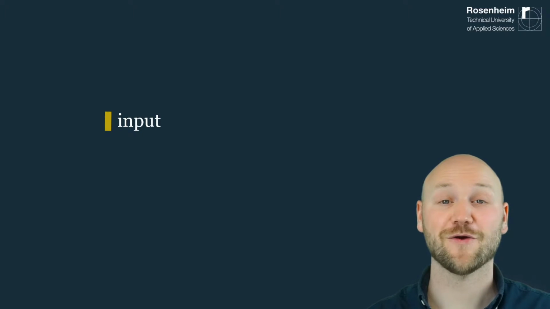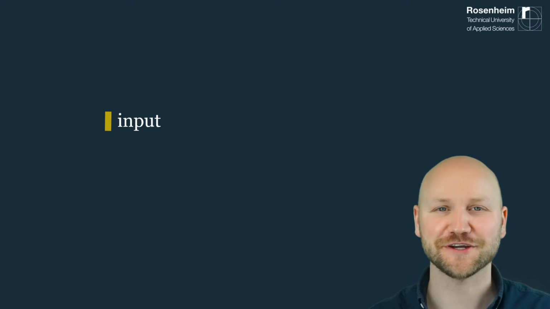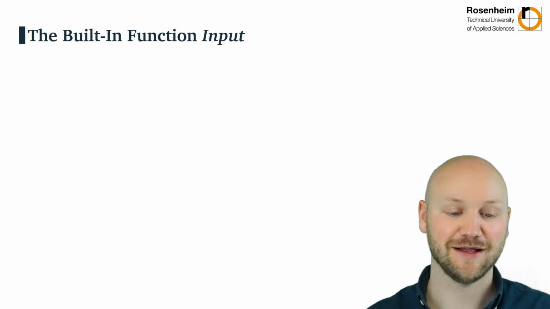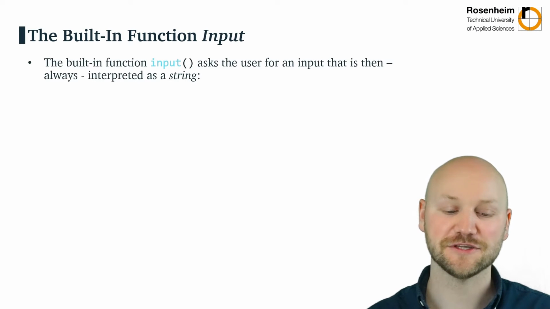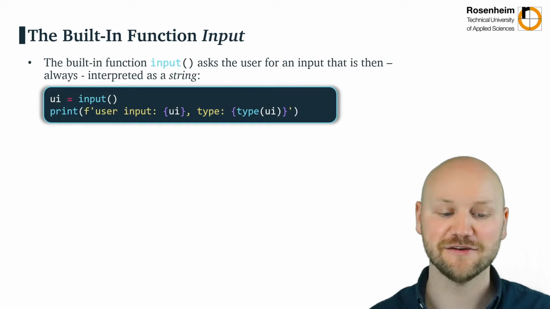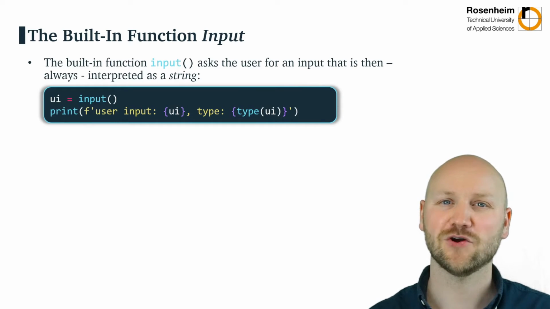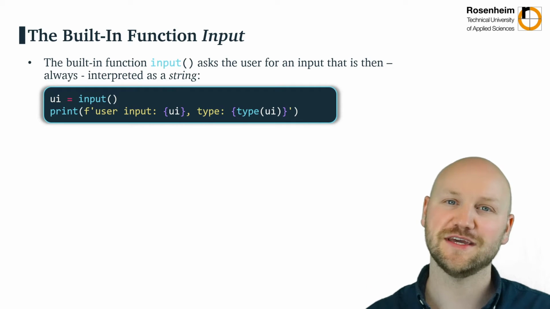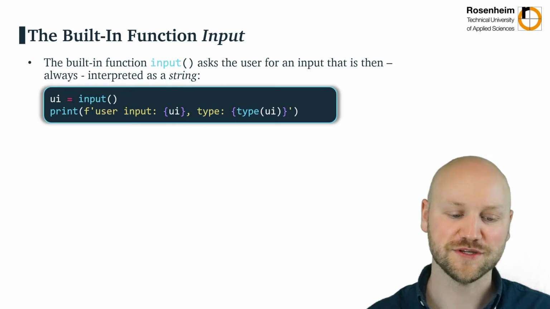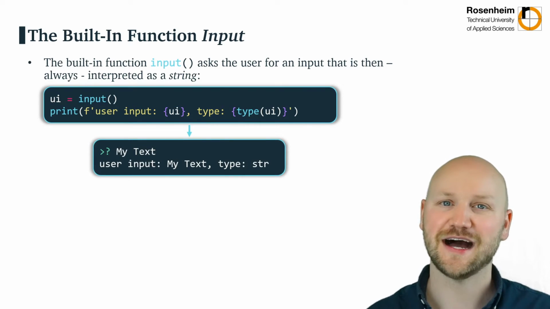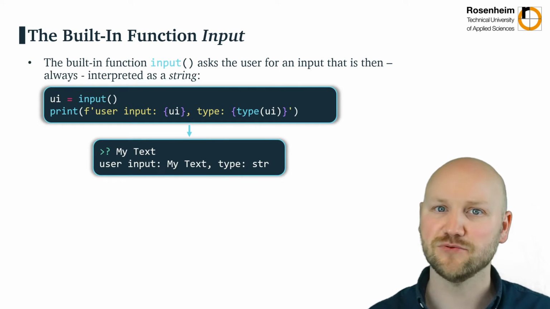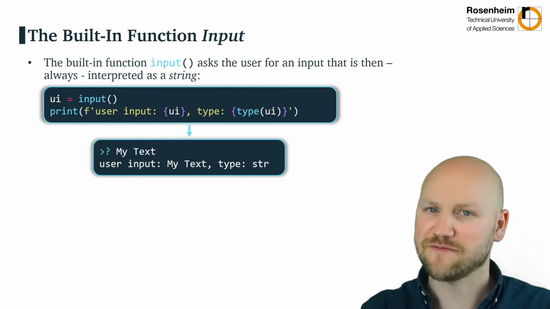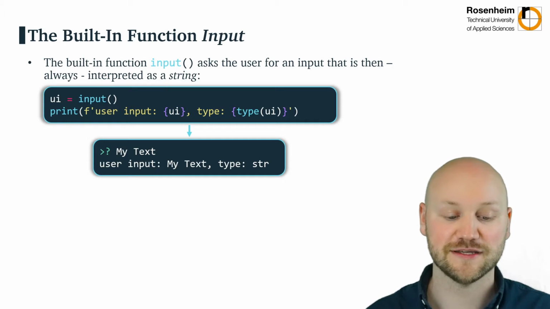Welcome to this video where we are talking about getting user input during the runtime of a program. This is a built-in function called input, and what you can see here is we are calling this function and what it returns is being stored in UI. Let's type in something when we are prompted with the input after executing this cell, something like my text in this example.